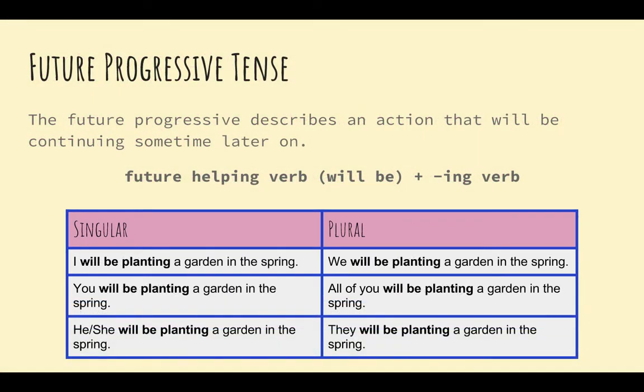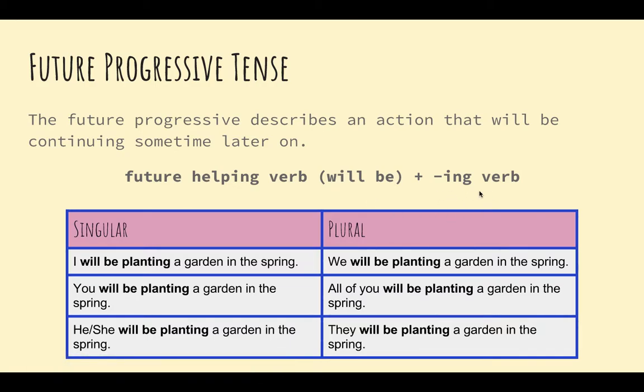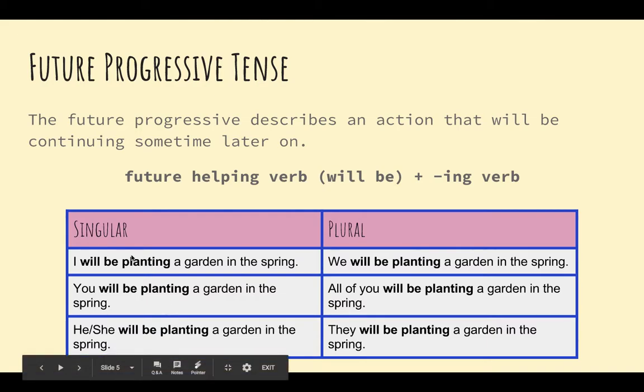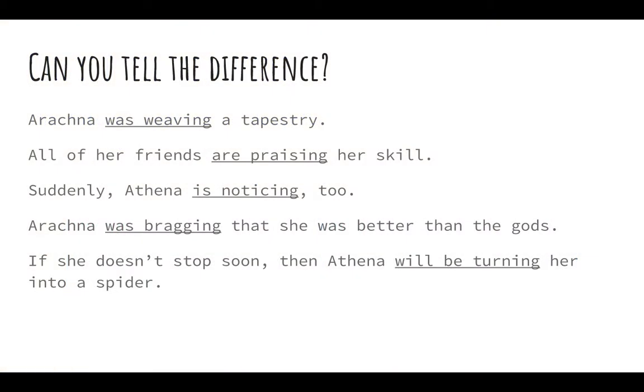When we look at the last progressive tense, the future progressive, these are things like future plans that are going to continue for some time later on. And it always uses will be. Just like in the present tense, it always uses will be. The way it changes is that it's an ing main verb that goes with it. So I will be planting, you will be planting, he, she will be planting. They're all the same. Okay, so let's see if we can now tell the difference in these sentences.